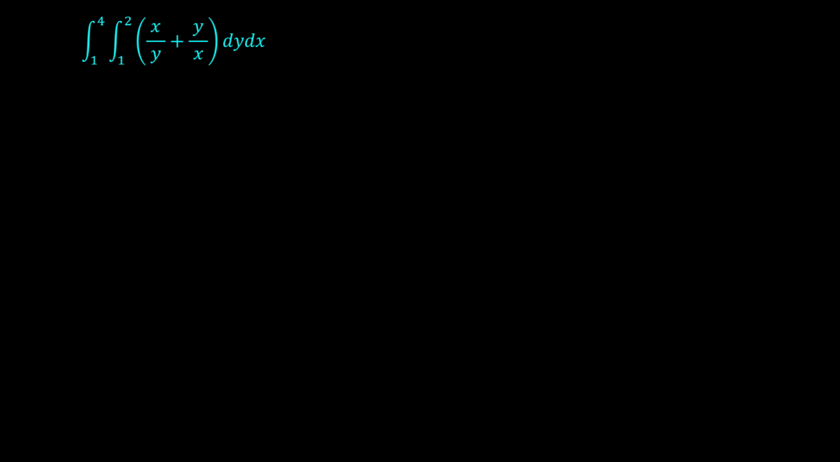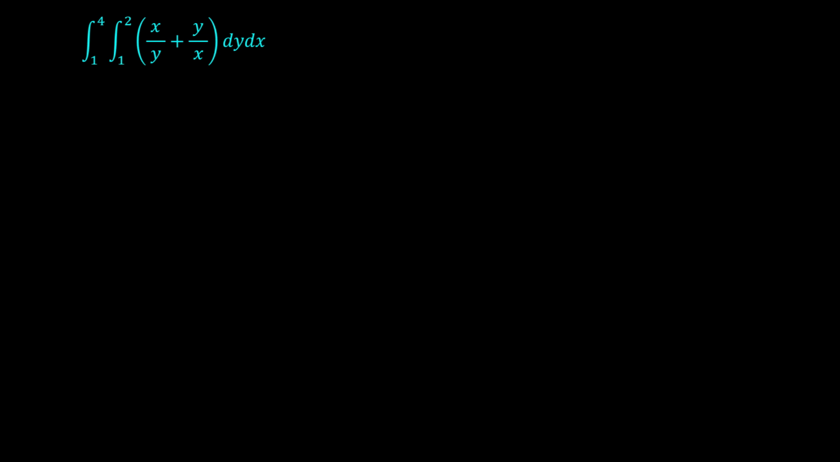Now look at this example. Integral from 1 to 4, 1 to 2 of x over y plus y over x dy dx. First we have to find the integral with respect to y, then with respect to x. Before starting, we can think about changing the order of integration. But if we look at the equation of the function, you can see that changing the order really doesn't change anything, because the given equation is almost symmetric. So really the order of the integration doesn't matter here. So we keep the order as it is, and we start finding the integral of the function.